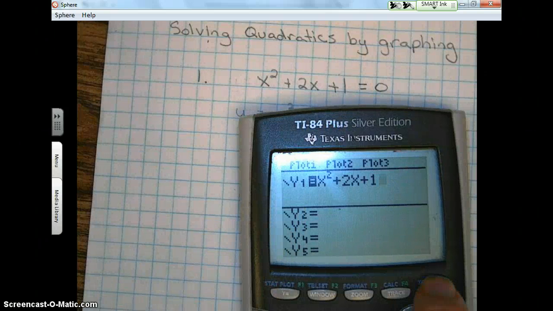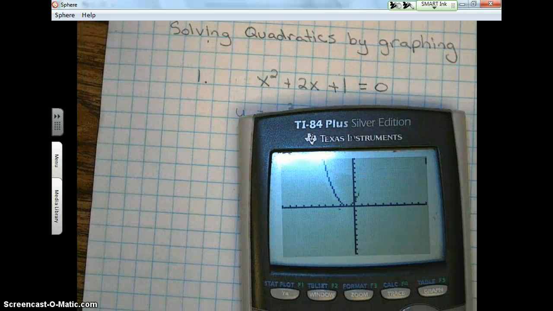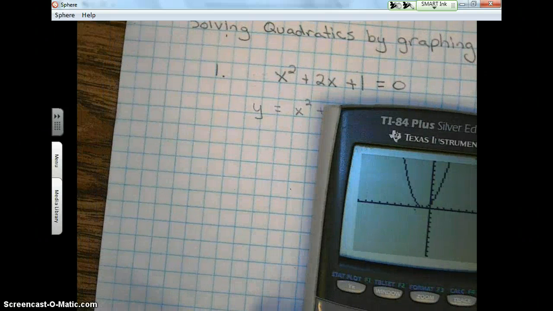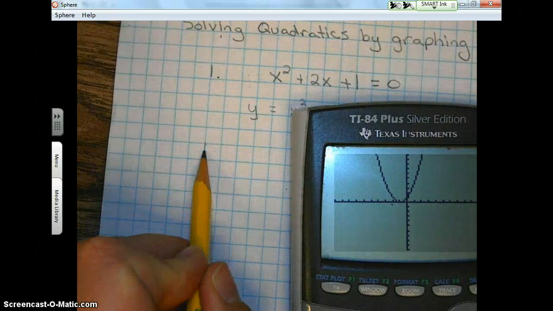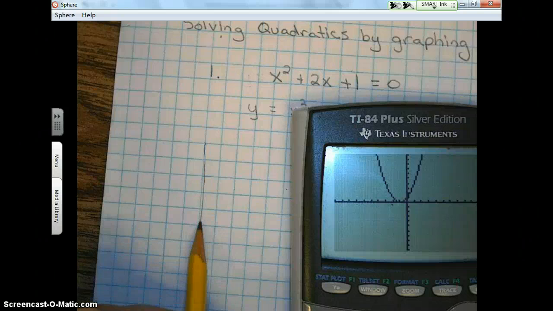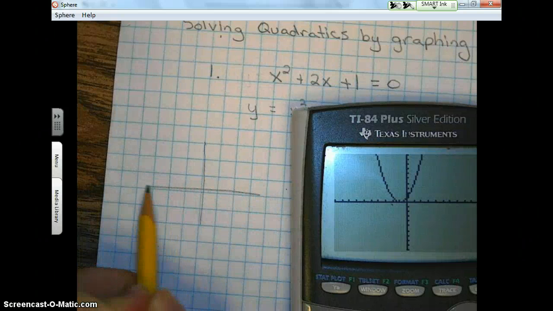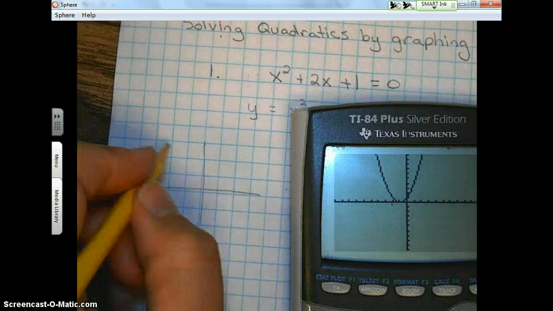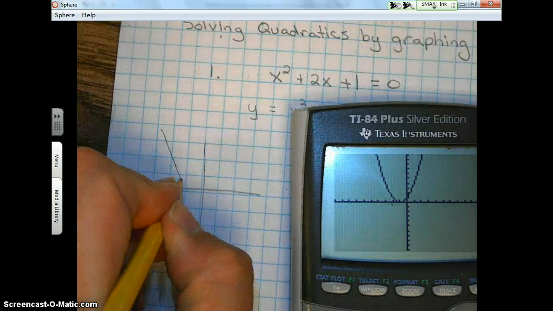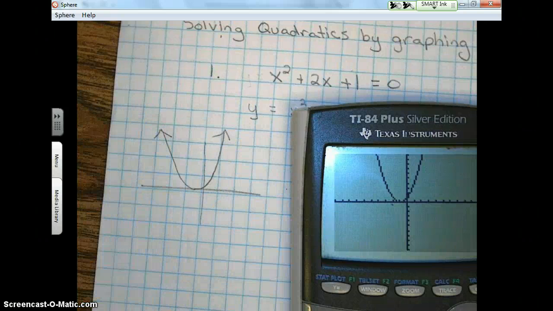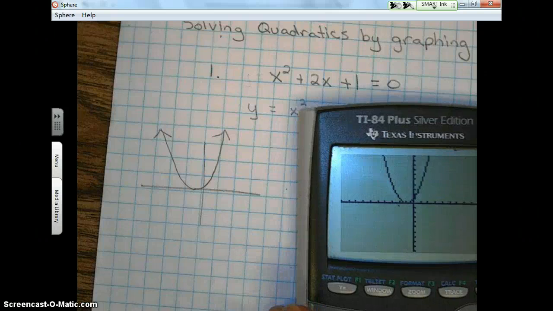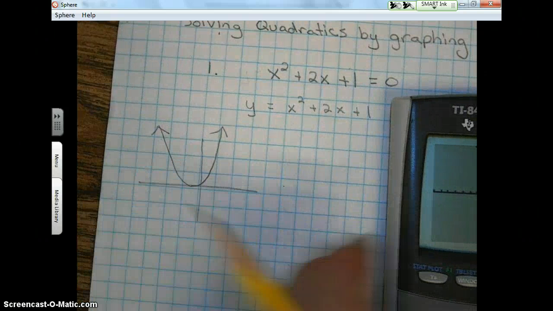Next thing we're going to do is we're going to graph it, and we're going to draw a sketch. Now I'm doing this video modeling the test. Okay, so we would go ahead and draw a parabola. So I made a sketch with a graph, and then finally we want to state the solutions.